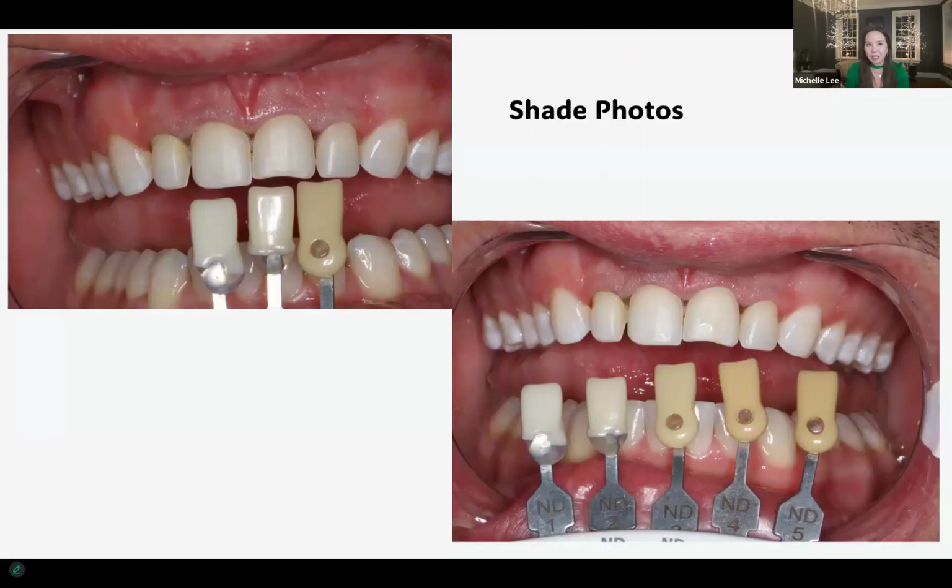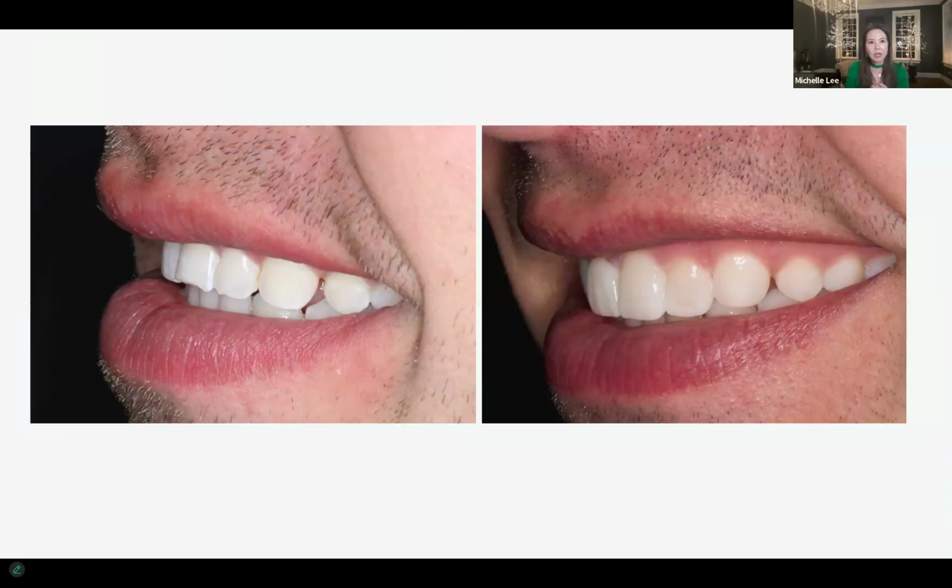I send shades to the lab. As you can see, that's just the overall workflow. This is exactly how all of my cases flow. We've got the before and after prototype. So he's in a provisional at this stage. He really likes it. Shades go out to the lab, all of that communication goes out to the lab, and we deliver his case.